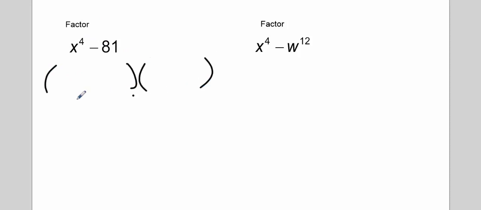These are a little more difficult because you'll notice that what multiplied by itself gets you x to the fourth? Well, that's not x and x, but if I say x squared and x squared, those two multiplied together are x to the fourth. 9 and 9 are still 81.